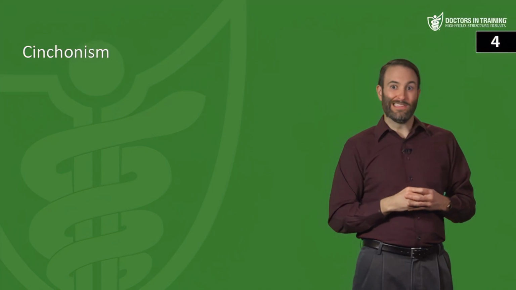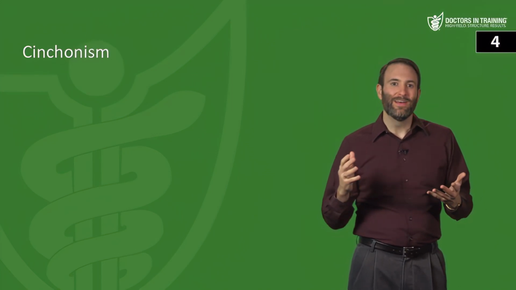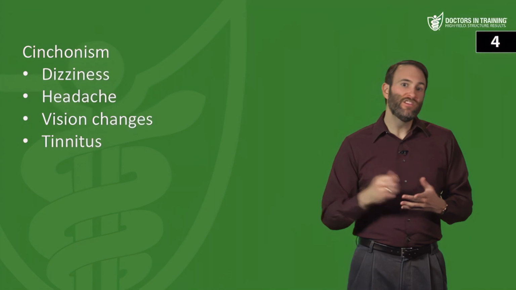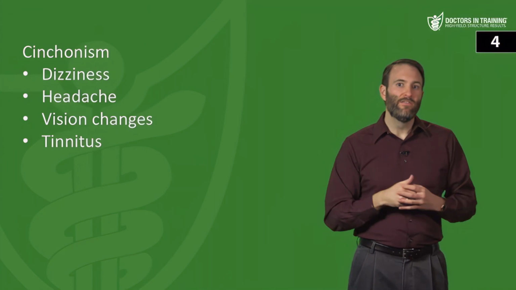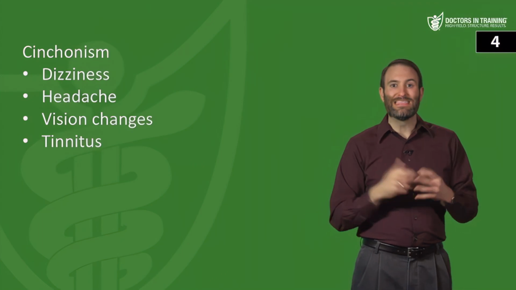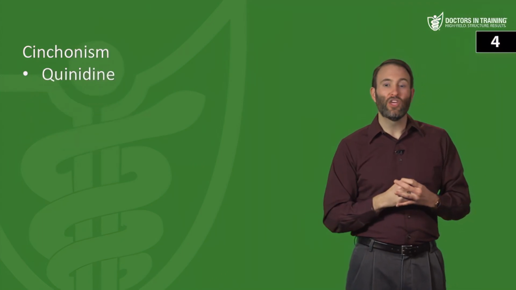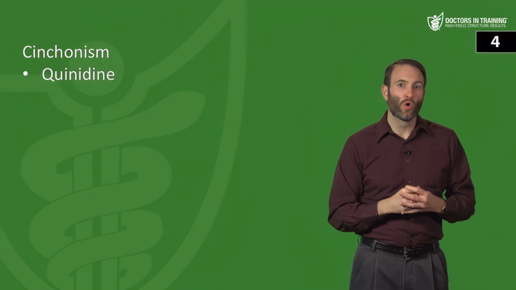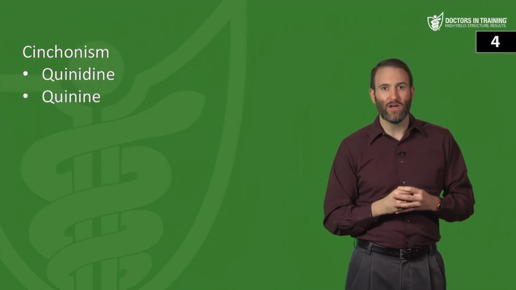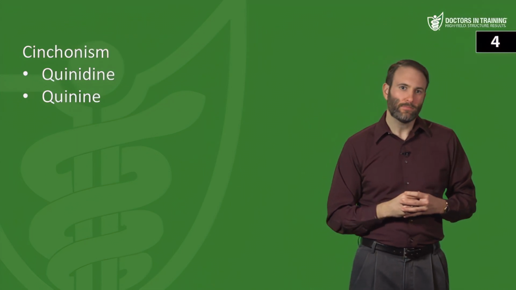Cinchonism. So first, you've got to know what cinchonism is. Cinchonism is dizziness with headache, vision changes, and tinnitus. Again, so dizziness with headache, vision changes, and then tinnitus. That's going to be cinchonism. And it can be caused by the cues. So quinidine, which is a class 1A antiarrhythmic, or quinine. So quinidine and quinine are causing cinchonism.